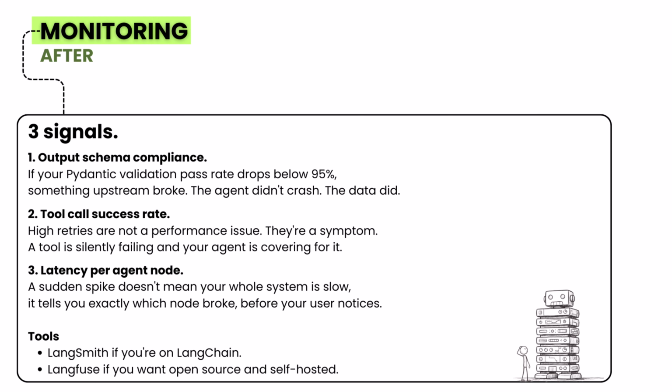Latency per agent node. A sudden spike doesn't mean your whole system is slow. It tells you exactly which node broke before your user even notices it. For tools, think of LangSmith if you're on LangChain, and Langfuse if you want to open source and self-host it.